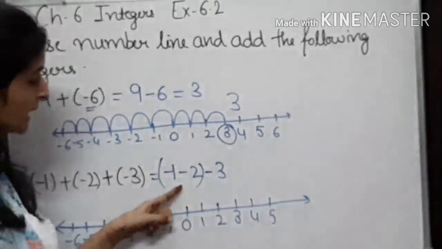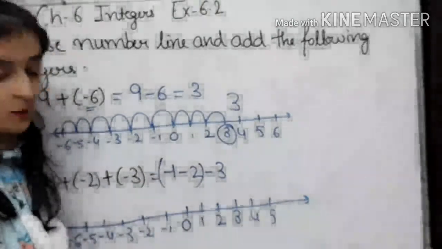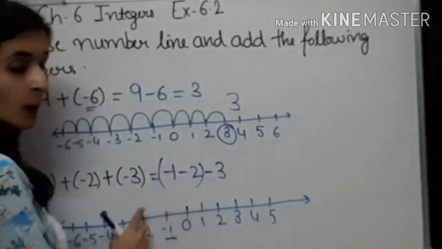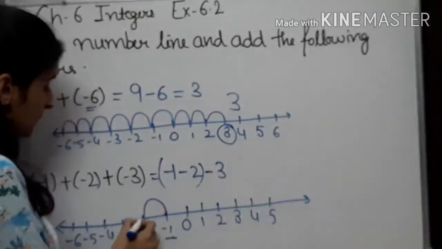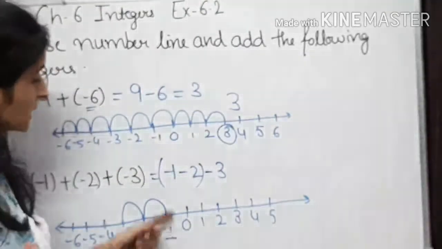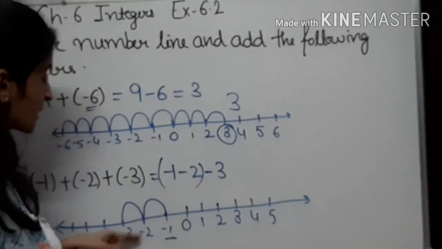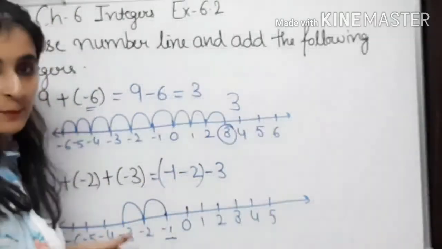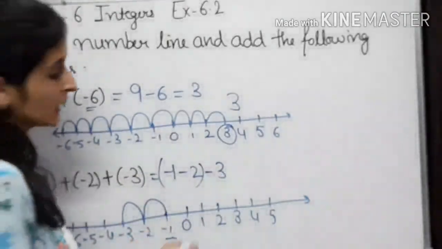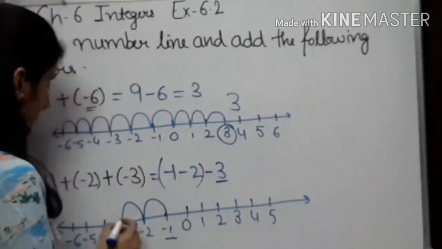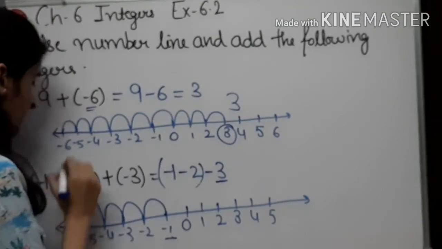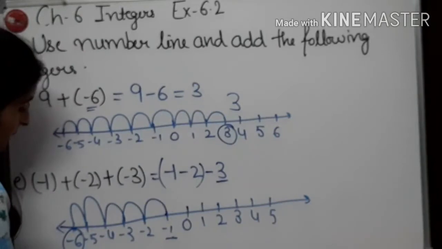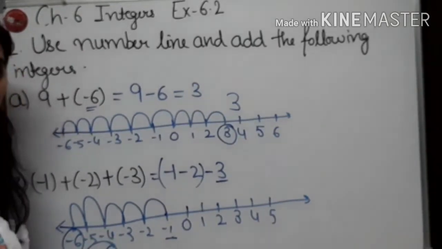Firstly, we have to subtract 2 from minus 1. So we will start from minus 1 and subtract 2 from minus 1. It means we will take 2 steps to the left. Then we have to subtract 3 from this. If we have to subtract, then again we will take the steps to the left. But how many steps do we have to take now? We have to take 3 steps. So 1, 2, 3. Right? So we will reach the integer minus 6.